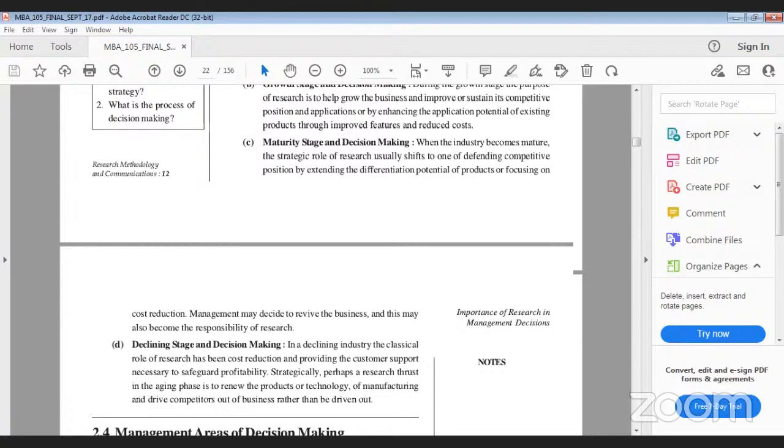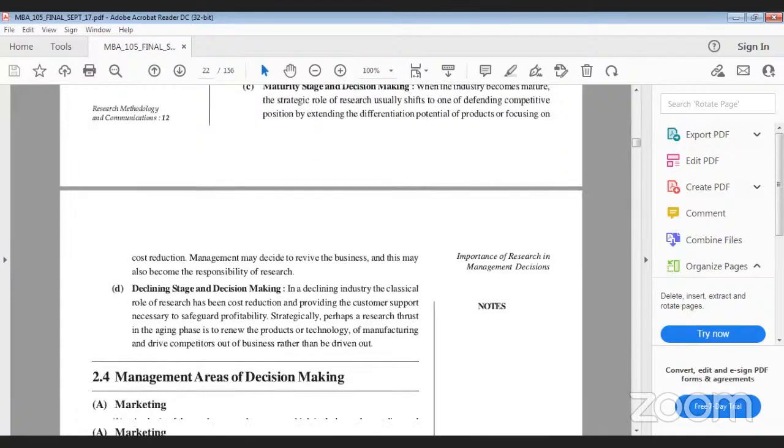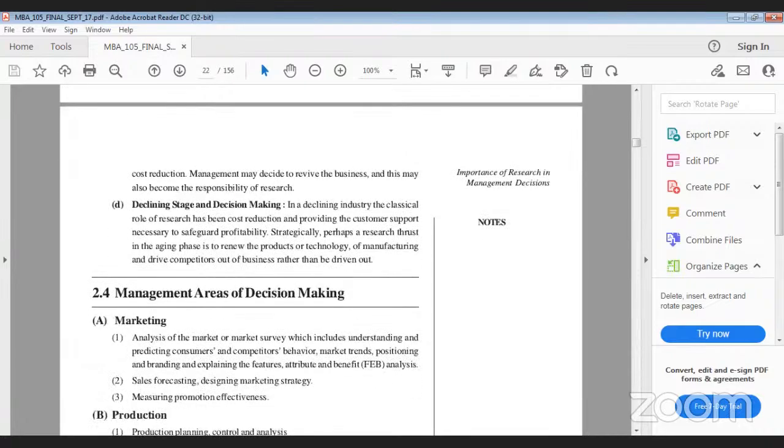Decline stage and decision making: in a declining industry, the classical role of research has been cost reduction and providing the customer support necessary to safeguard profitability. Strategy perhaps, a research thrust in the decline phase is to remove the product or technology from manufacturing and drive competitors out of the business rather than being driven out.